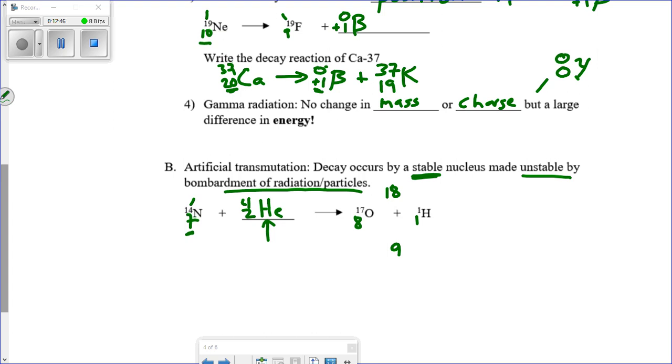Now, fission is a type of artificial transmutation that we will get to later. So those are your notes for types of reactions.